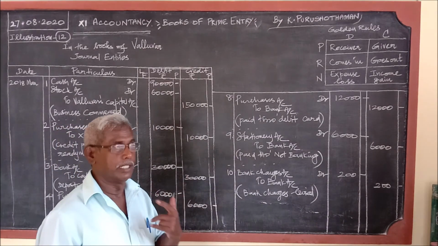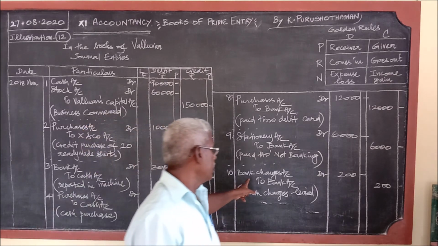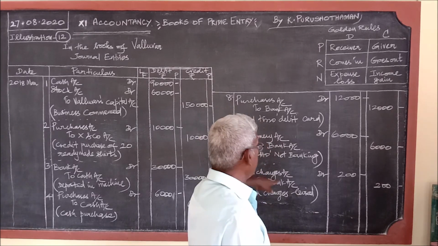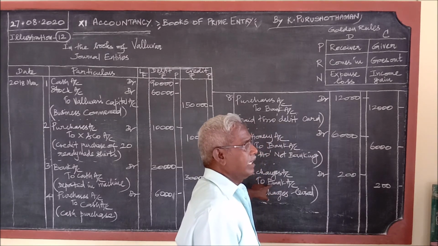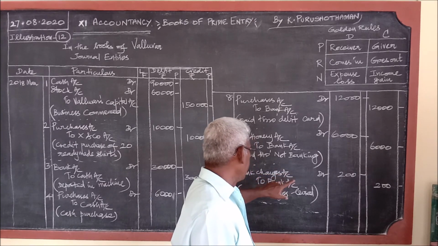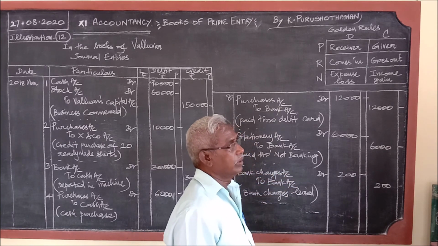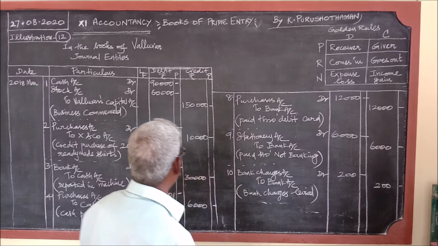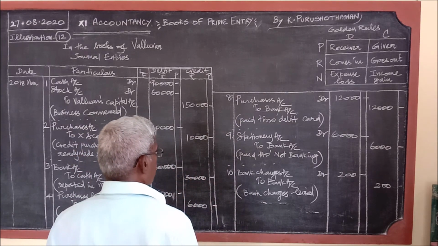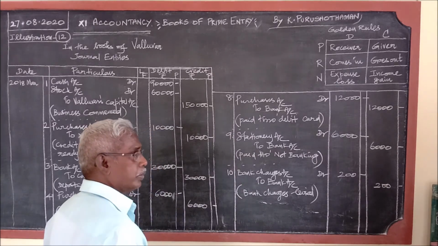You should remember that. So, bank charges is an expense to the business, and who is the giver? From the bank account itself, it is debited. Therefore, bank is the giver, to bank account. Okay. In this, we have completed that illustration 12 also. We shall continue the rest.